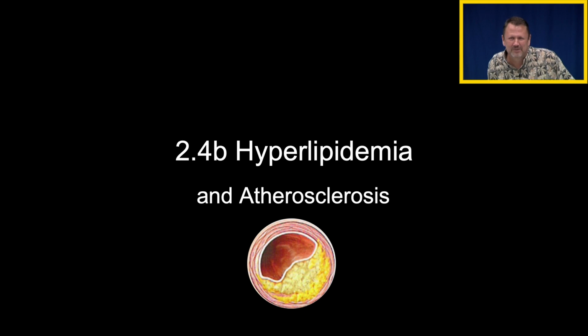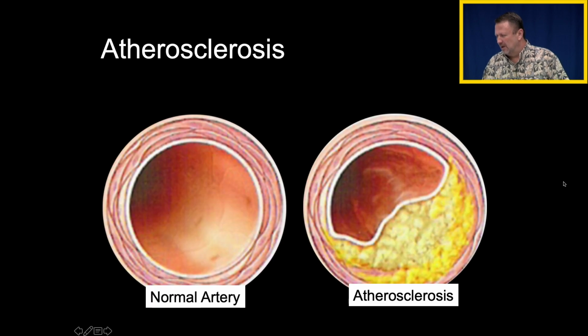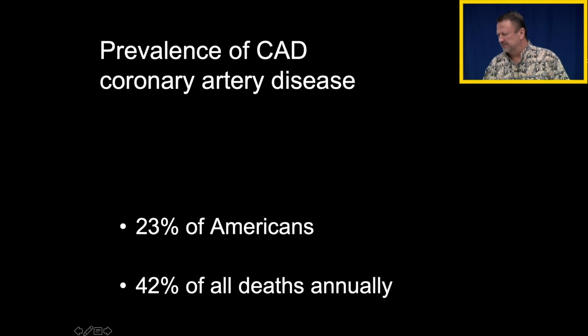Let's talk about hyperlipidemia and atherosclerosis. Remember, we talked about high blood pressure causing arteriosclerosis, which is thickening of the outer wall, and then atherosclerosis, which is this gunky collection in the artery. So there's a slice through my normal artery, and here I have atherosclerosis, and this is a big problem for all sorts of reasons.